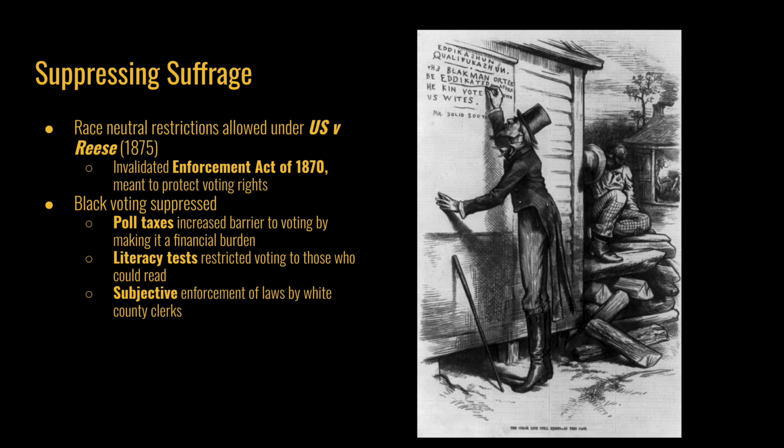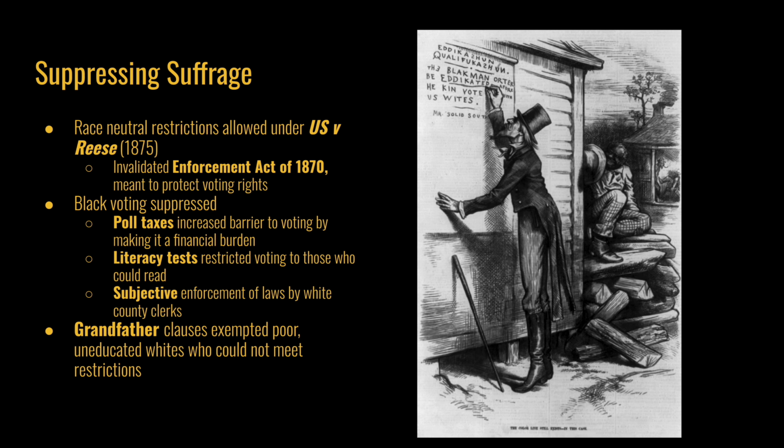To protect the franchise for any poor or uneducated white voter who could not meet the poll tax or literacy test requirements, white Southern governments implemented grandfather clauses into all of these laws. These clauses stated that if a voter's grandfather had been able to vote in the 1860 election, then the person attempting to register to vote would be exempt from paying a poll tax or passing a literacy test. This automatically made all white voters eligible to vote, while the vast majority of black voters were excluded, since voting had not been a possibility for black men in southern states before the Civil War.